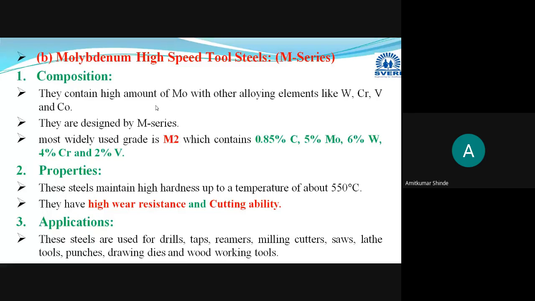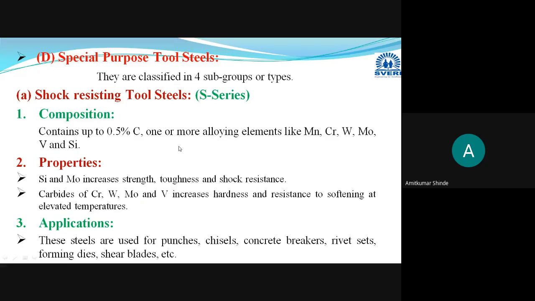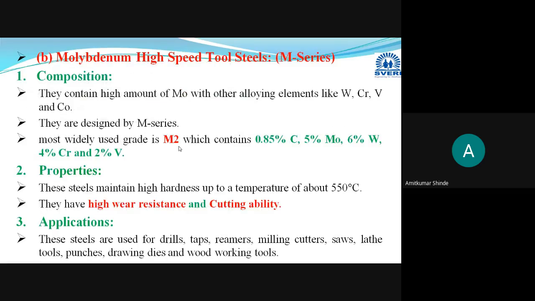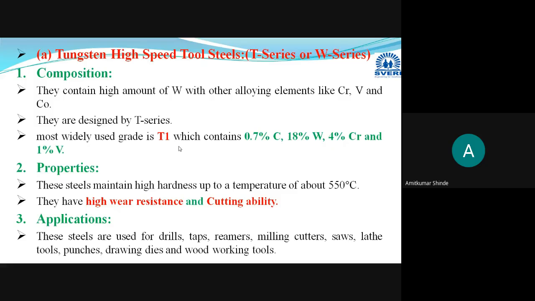And the most widely used is the grade M2, and the composition is provided here. You can try to remember it, or you can simply write M2 grade tool steel, which is also fine, no problem in that. Then properties and applications are the same here. Now, the one point is that we have added an extra element in this, that is the cobalt element.